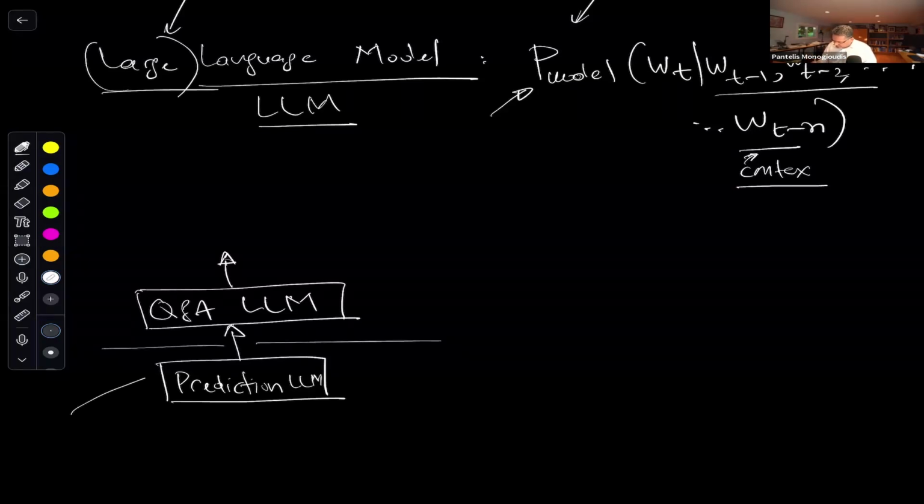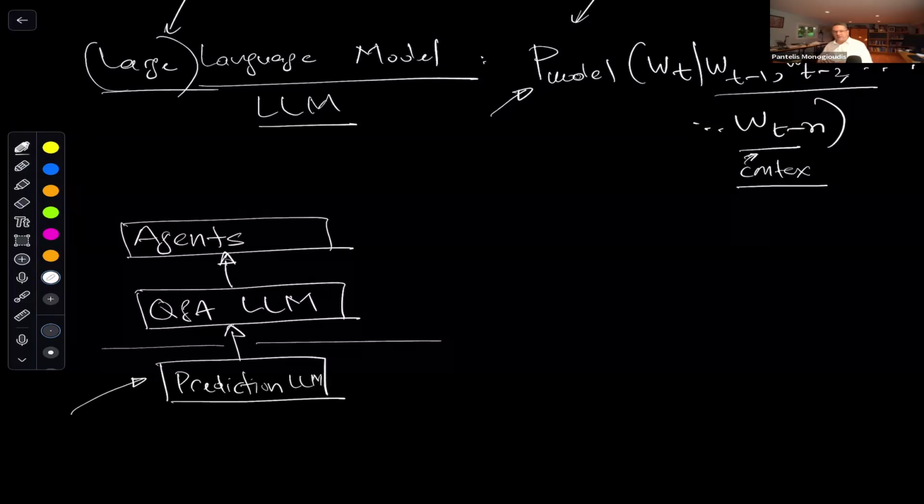So in this video, we will be focusing entirely on this prediction LLM and trying to understand, if you like, the transformer architecture. And then on top of these Q&A LLMs, we have the so-called agents, which could be fed by a Q&A LLM. So the agent is actually solving a much more general kind of task. It may involve other agents which are specialized in some specific type of questions, in some specific domains.